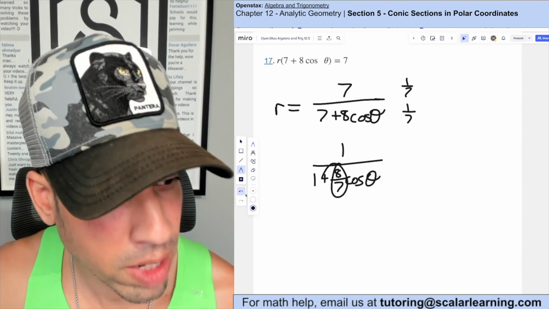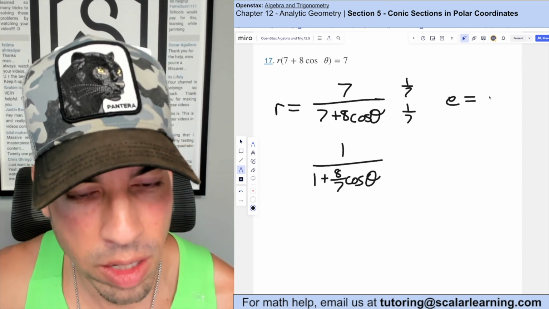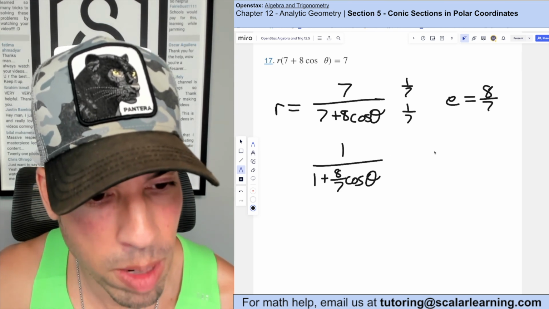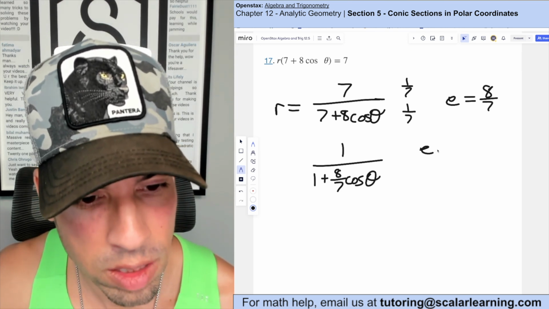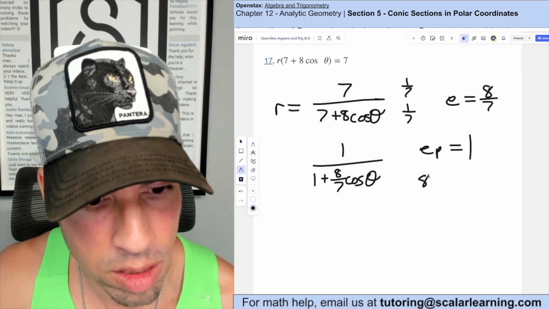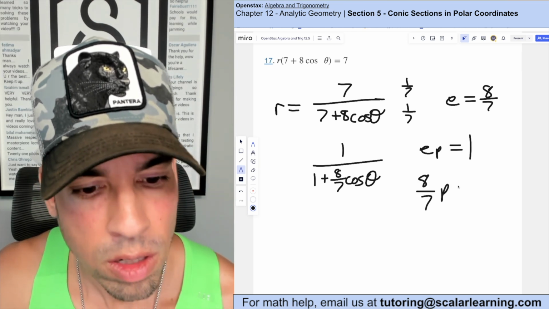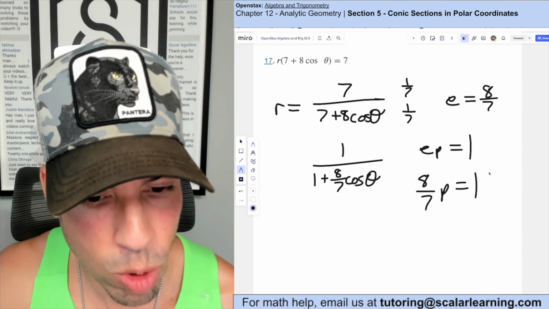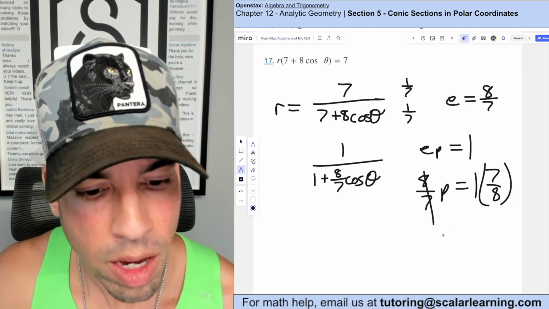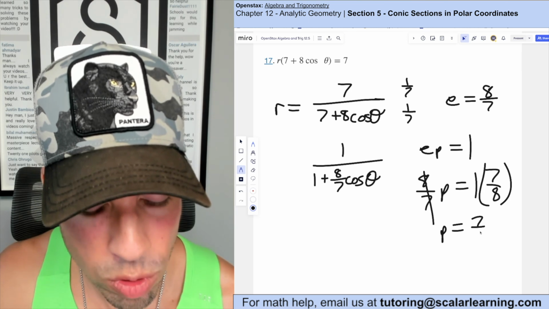Now again, my E value, or my eccentricity, is right there. E is 8 over 7. And to get the P value, remember that the numerator is EP. So E times P is equal to 1, knowing that E is 8 over 7. So to get P, we're going to multiply both sides by the reciprocal, which is 7/8. That's going to get rid of that. And we've got P is equal to 7/8.